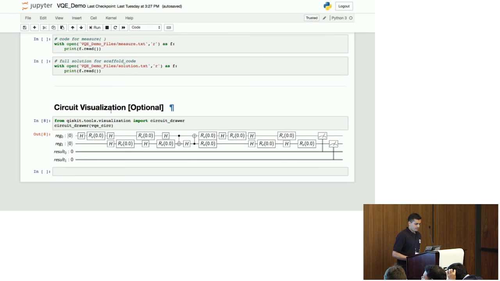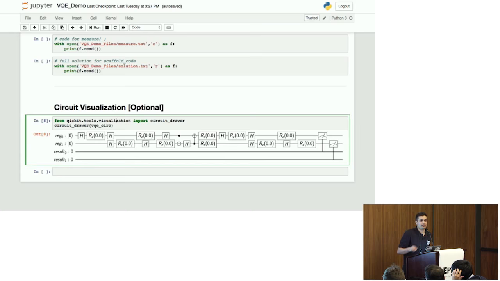I'll just mention one more thing. There's a bonus optional cell at the very end where you can visualize your circuit, similar to Ali's presentation. If you want to verify that your circuit looks like the ansatz that we were intending to make, you can check that at the very bottom.